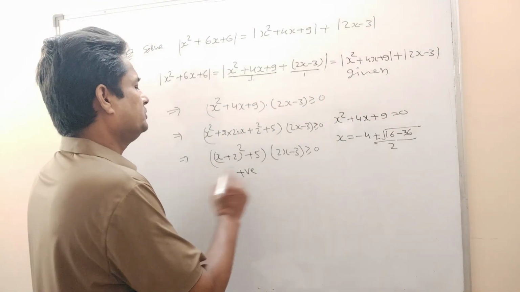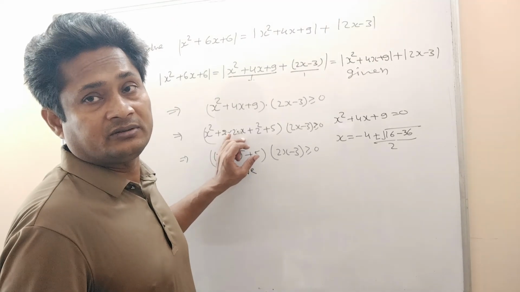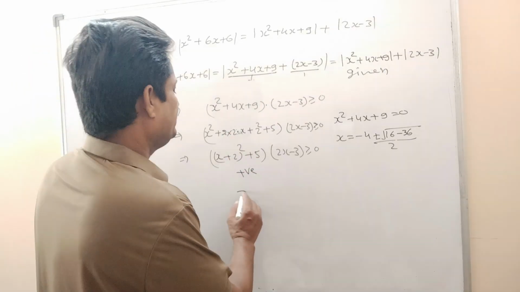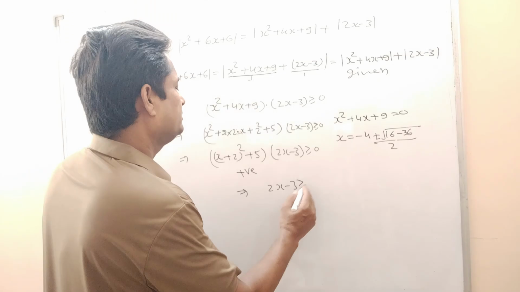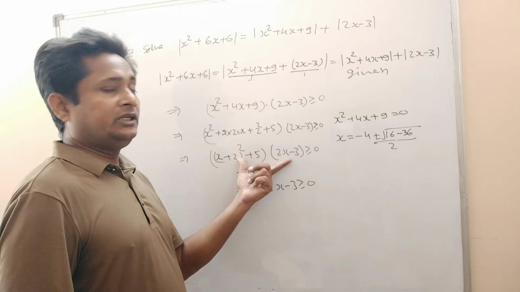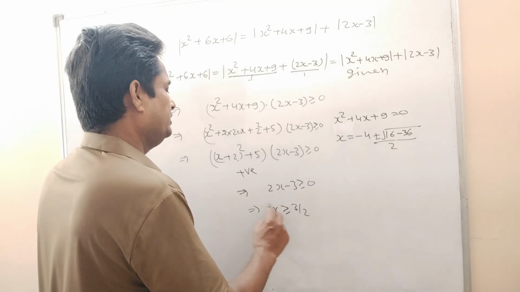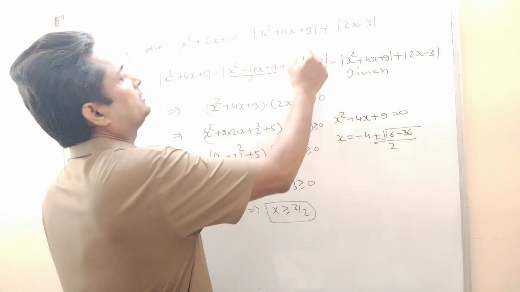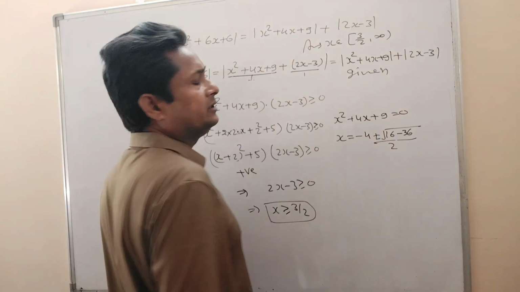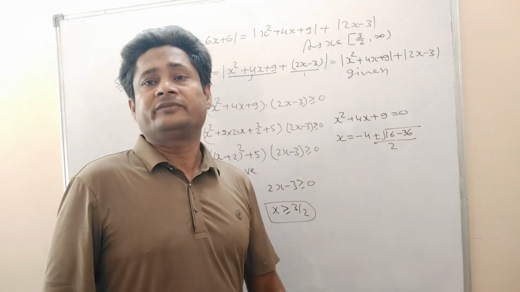So this is always positive. It will not change the sign of the expression. So according to the Vedic method, we can omit this expression and we can write only 2x minus 3 is equal to 0. We can solve only this one. The answer of this one will be the same as the answer of this one. So the answer will be what? X greater than or equal to 3 by 2. That means the final answer of this one is what? X belongs to 3 by 2 to infinity. This is our answer. Now this is the first method by using the special case.